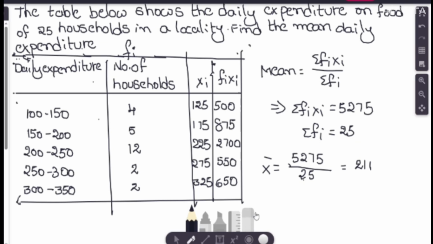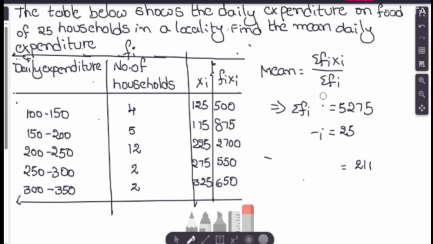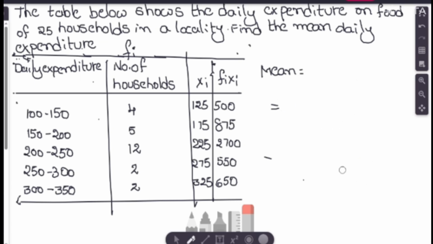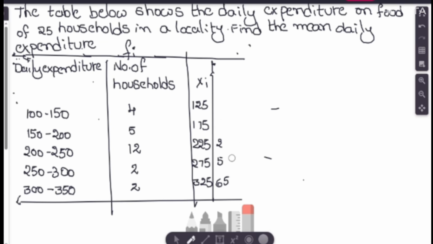For the same data, we are going to do the assumed mean method, and I will explain how to do it. See here, for the same data we have the xi column. Already we did the xi column in the direct method. Now we have to find the mean by using an assumed mean. What is this assumed mean? See here, I will explain. For this also we have to find the xi column, but the fi xi column is not needed.